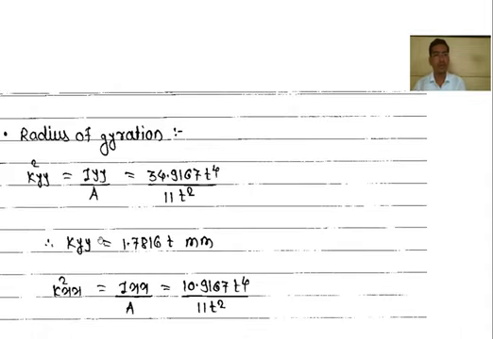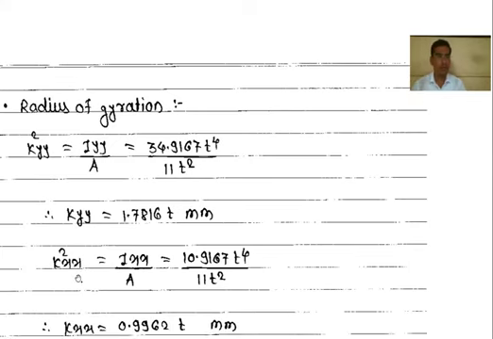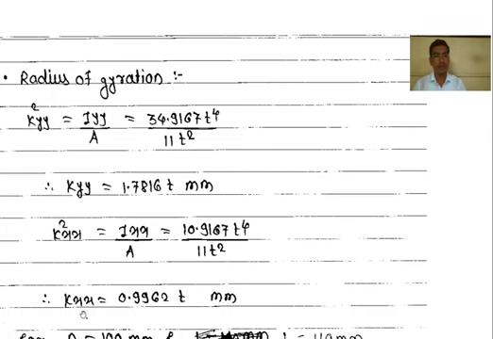So radius of gyration k square yy becomes I yy upon A. So putting the value, you will get k yy equal to 1.78 t along y direction. Then radius of gyration along x axis will be I xx upon cross sectional area. So you'll get k xx equal to 0.9962 t. So here you will get k yy 1.7816 t and k xx 0.9962 t.